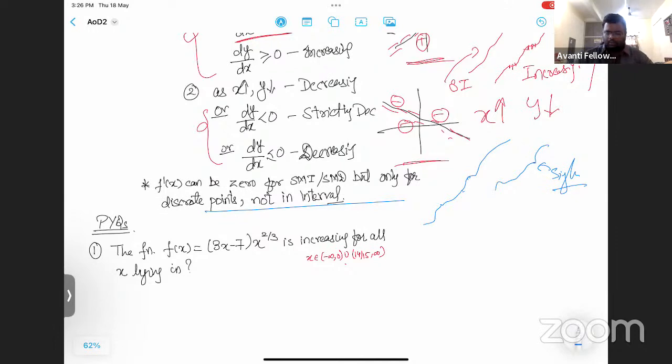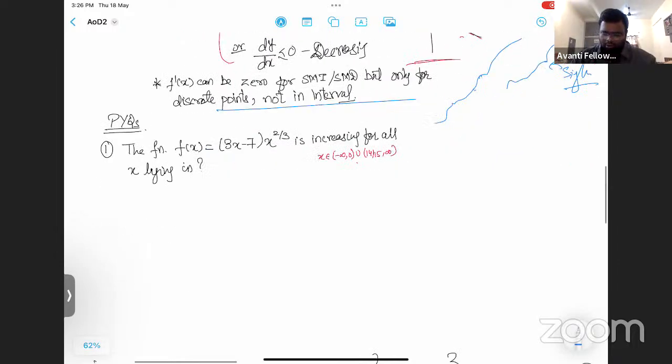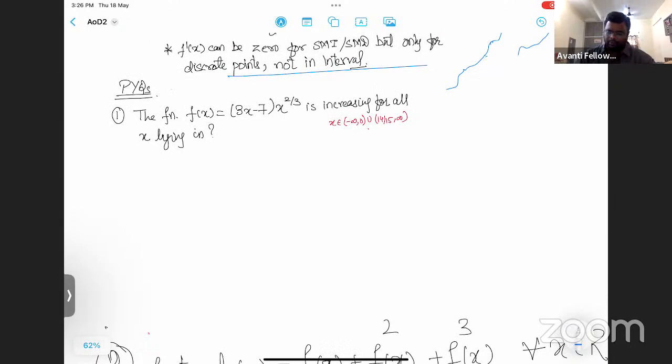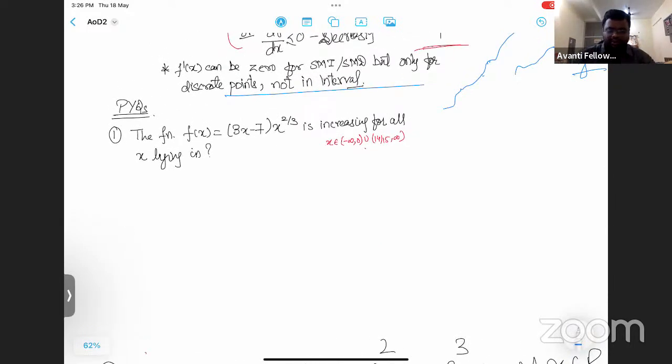Great. So now we'll move on to the question. This much information is good enough to solve the increasing decreasing function questions. The first question is: the function f(x) = (3x minus 7) into x power 2 by 3 is increasing for all x in what interval, and we need to find the interval of x where this function is increasing. So how do we solve it? I'll solve this question for you, then you'll get the idea how to proceed with the questions.